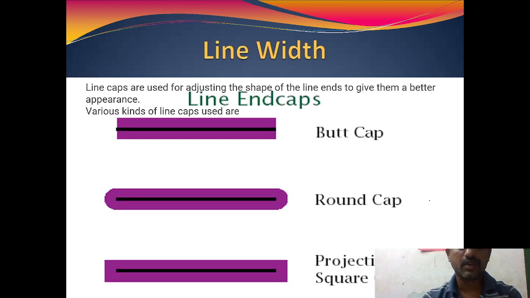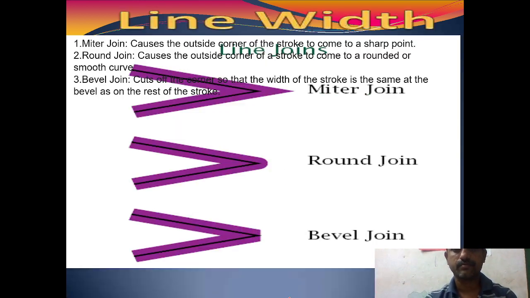Line caps are used for adjusting the shape of the line ends and giving them a better appearance. Various kinds of line caps are used: butt cap, round cap, and projecting cap. This is the difference. This is a butt cap, this is the round cap, and this is the projecting cap.